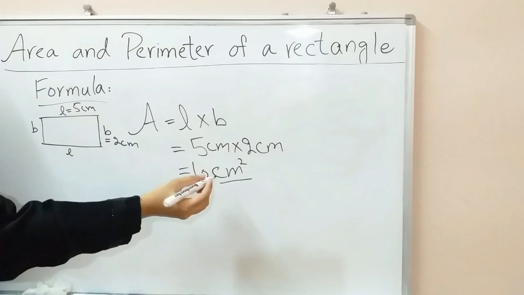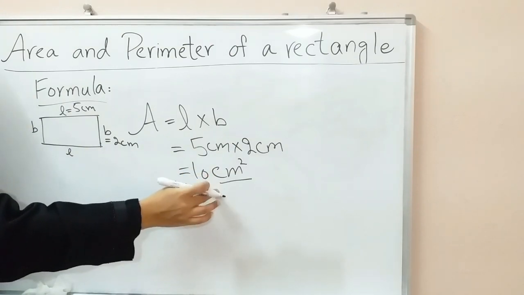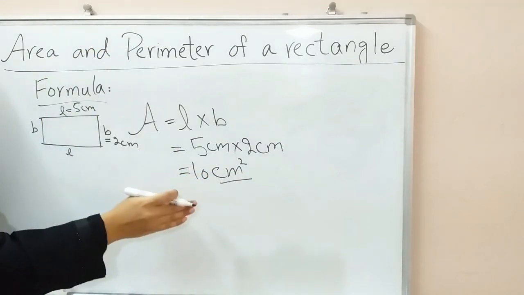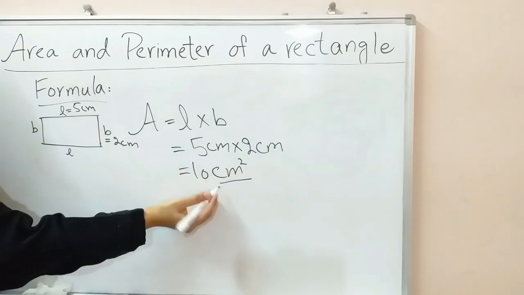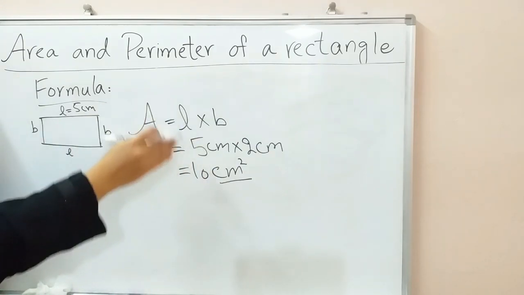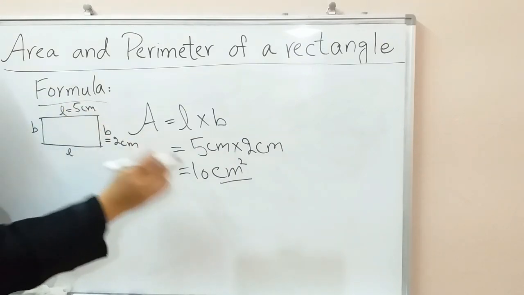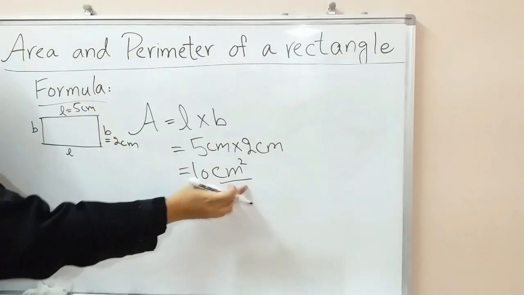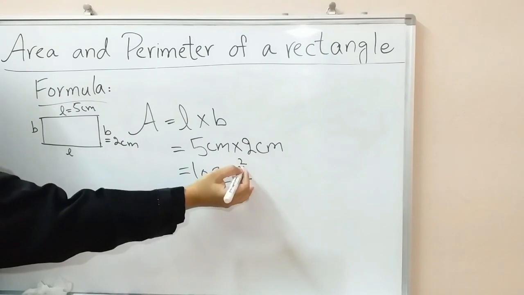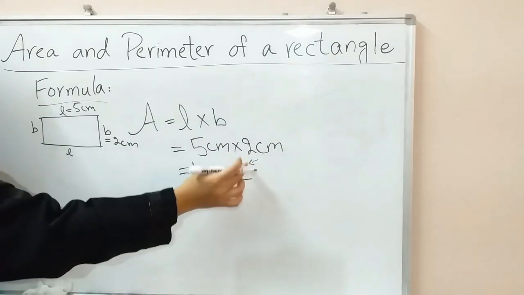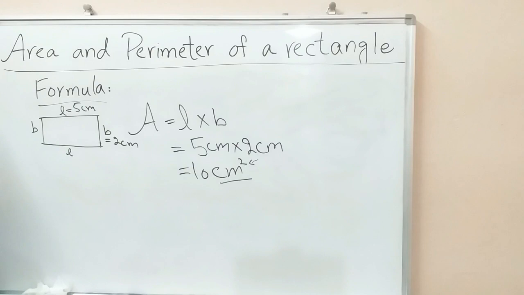Okay, and if you do not write the unit in the answer, you will lose the marks. So you must mention the units of area. And I'm telling you again, remember this thing, that the units of area are always in square form. This small 2 is representing the square. Okay, so let's move on to the next topic.